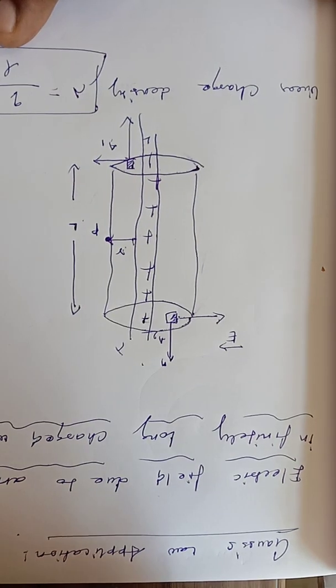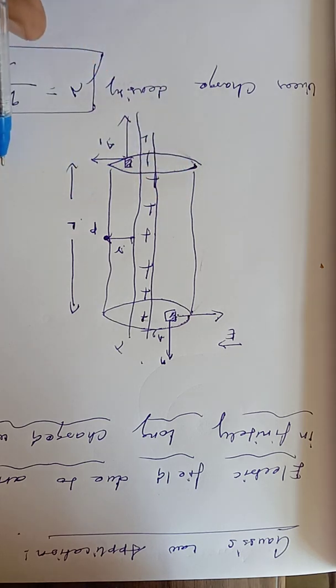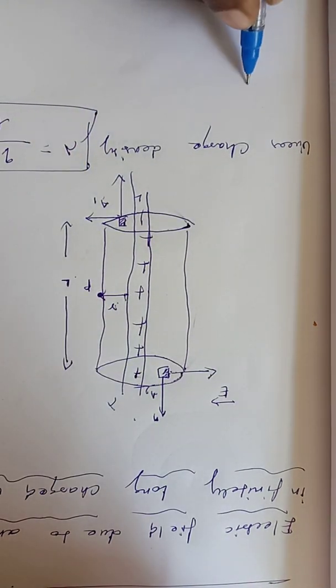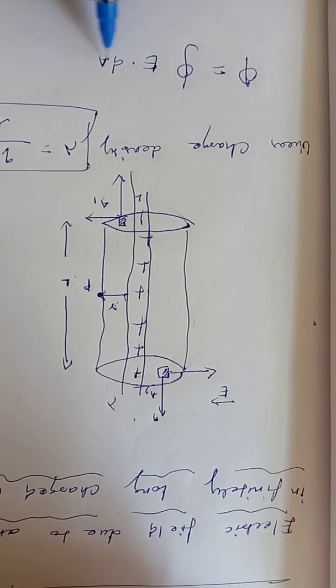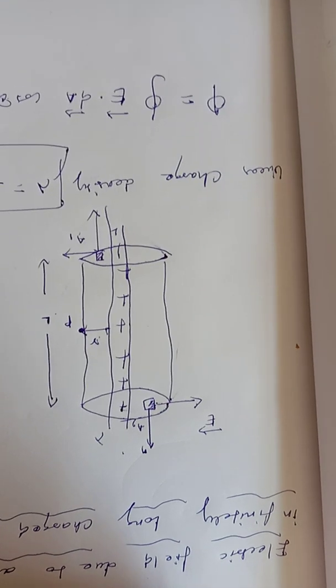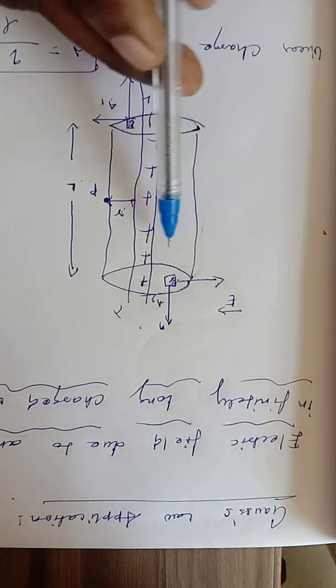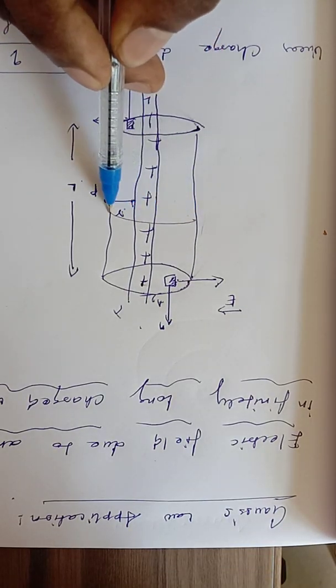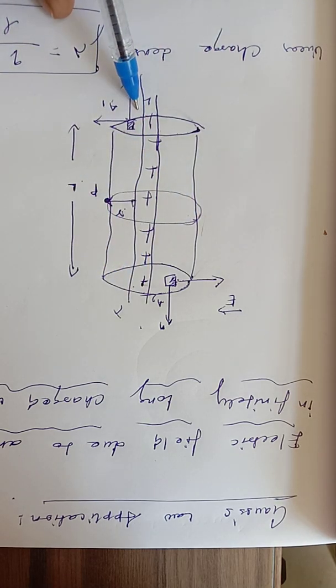The total electric flux through this closed surface is calculated using the electric flux formula: phi is equal to the closed integral of E dot dA cos theta. From this equation, there are three contributions: first the curved surface, next the top surface, and then the bottom surface.